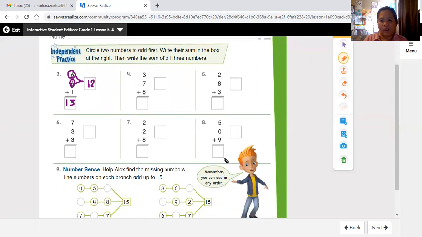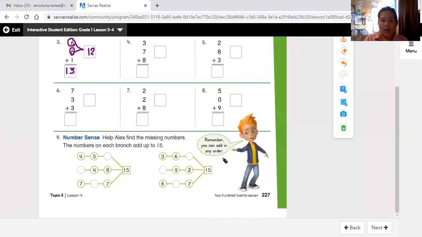And here is another one that will challenge you. The number sense in number 9. Help Alex find the missing numbers. The numbers on each branch add up to 15. So here are the numbers here. All these numbers, the answer should be 15. All these 3 numbers, the answer should be 15. All these numbers also here, the answer should be 15.